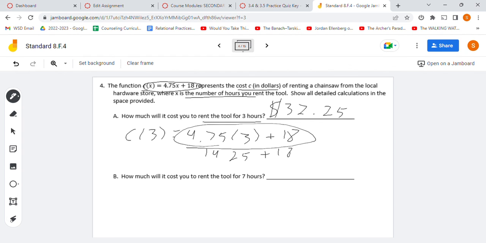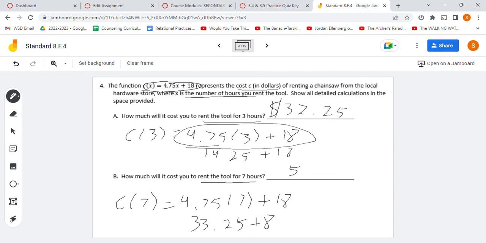On this next question, we rent the tool for 7 hours. So in place of x, we're going to plug in a 7 and see what we get. So we get 4.75 times 7 plus 18. 4.75 times 7 is 33.25, and we're going to add the 18 to that. So add 18, we get 51.25, for a total of $51.25 to rent it for 7 hours.